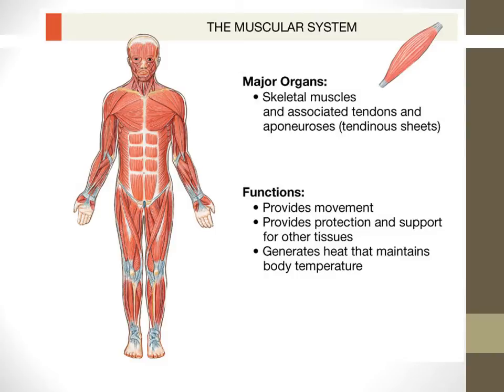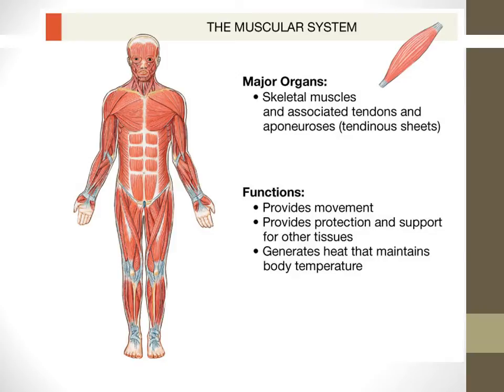We also have the muscular system, which is made up of all the skeletal muscles in the body and the associated tendons and aponeurosis. And also in this another level class, we are going to know that we have more than one type of muscle. Apart from skeletal muscle, we have the smooth muscles and the cardiac muscles. But the ones that make up this muscular system are the skeletal muscles.